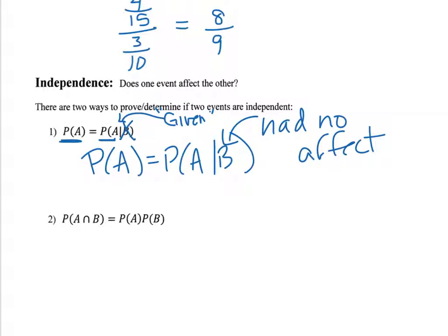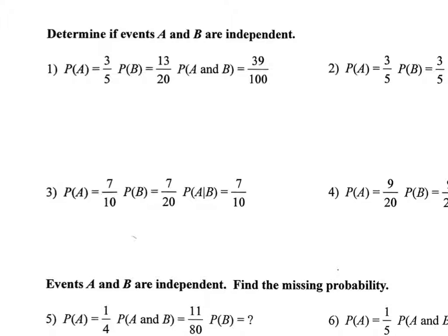And with this one, probability of A and B is equal to the probability of A times B. If that happens, then they are independent. So if you multiply the two individual probabilities together, you should get the and exactly back. So let's use these formulas real quick. So determine if these events are independent. So you're trying to determine if A and B are independent.